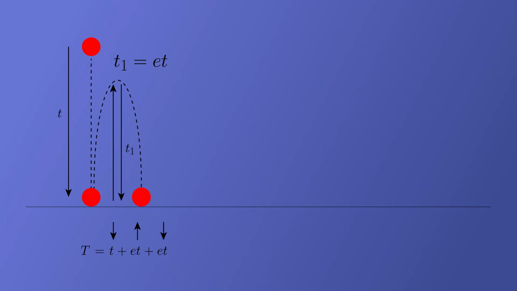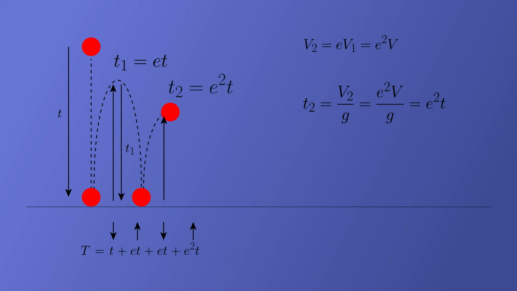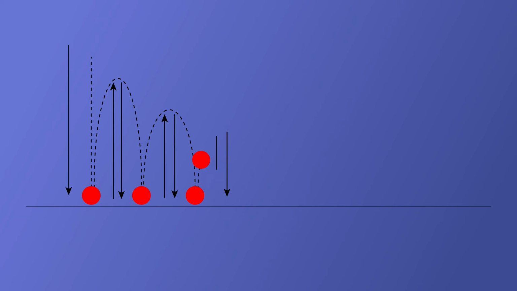During the second bounce, the velocity v1 is again reduced by a factor of e, giving v2 equal to e times v1, which in turn gives e squared times v. The time of ascent due to this velocity is given by this equation, which can be rewritten as e squared times t, and while coming back down the ball covers the same time as before. Now, this process continues for every bounce of the ball until the ball comes to a complete rest.